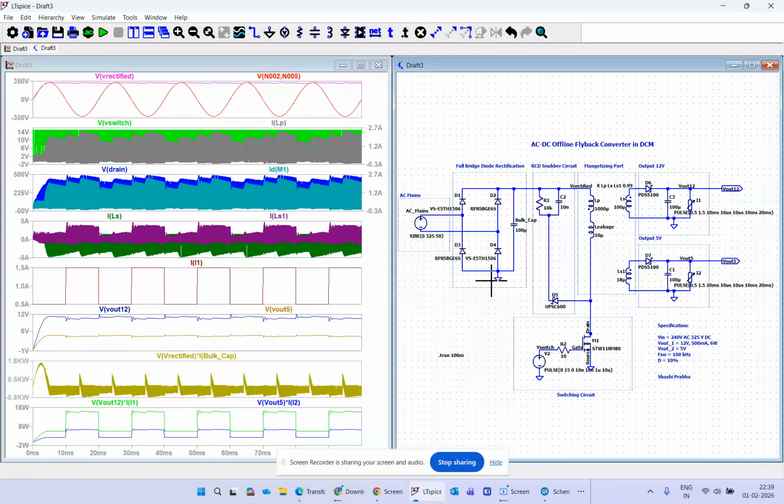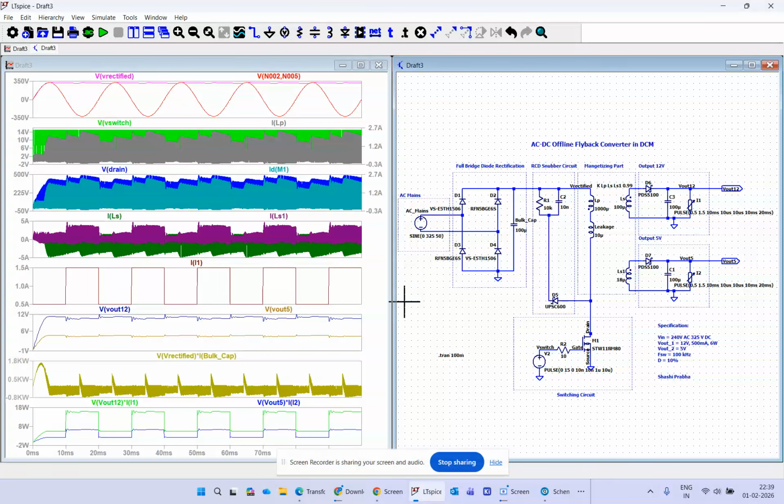These are four fast recovery diodes. This is also a fast recovery diode. This is also a fast recovery diode. It has 600 volt. This is of 100 volt, and this MOSFET is of 800 volt, which are selected based on the working voltage and current ratings of the circuit.